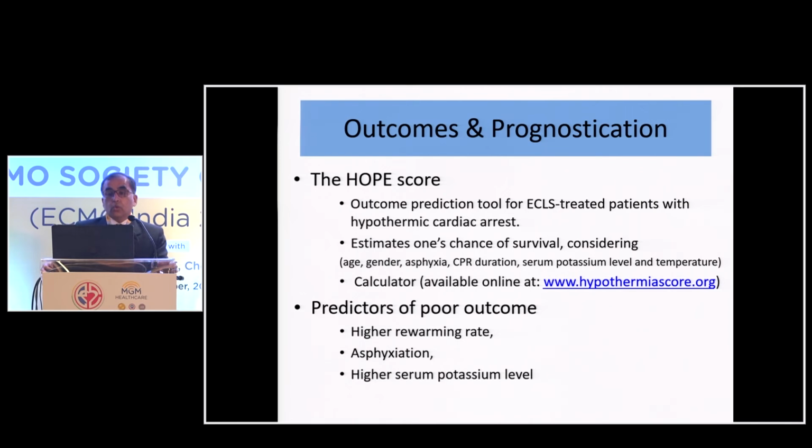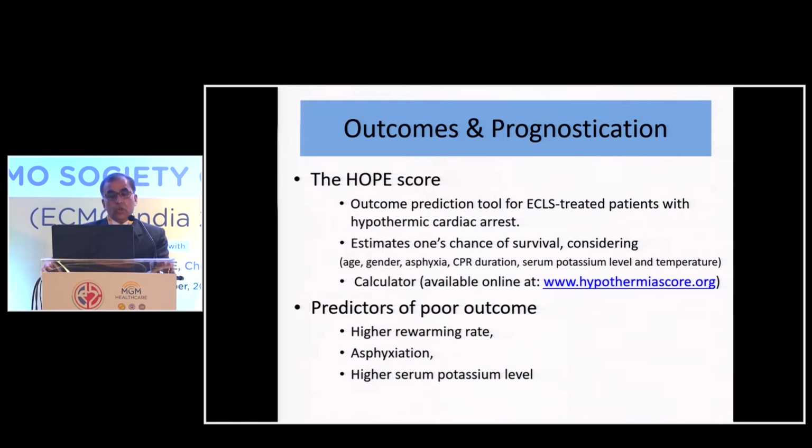So how to prognosticate this? There is a scoring system for these patients, the HOPE score, which considers the age, gender, asphyxia, CPR duration, serum potassium levels and temperature. It is basically a calculator, and we can look online to calculate and find out what is the possibility of survival of this patient.